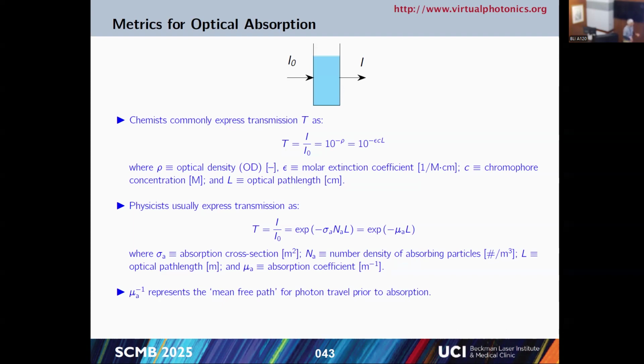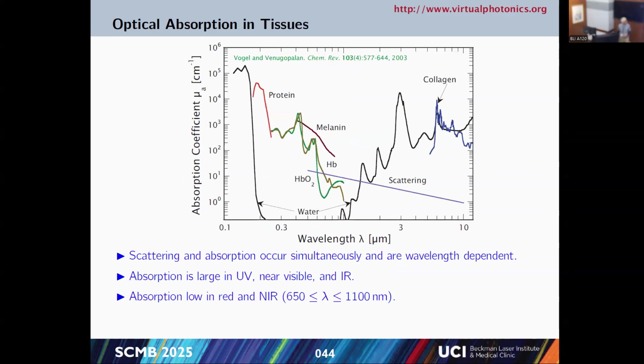We'll go through the math, but basically this equals this. So then you take the natural log of each side, and so it's minus mu A L is equal to the natural log of 10 times epsilon C L. And then you've got to make sure you multiply by 2.303. And then mu A again represents the mean free path of photon travel in absorption. Okay, home stretch, I think 4 more slides and we're done. So optical absorption of tissue varies quite a bit.